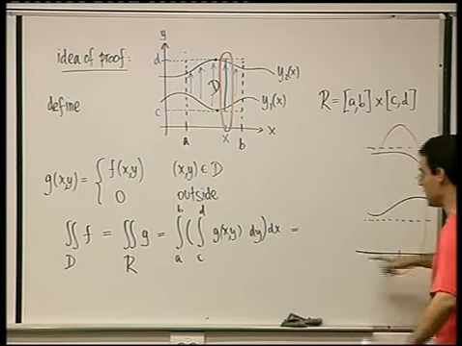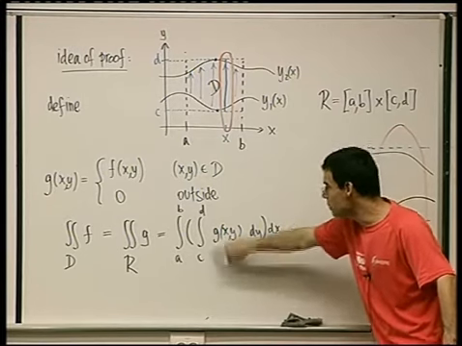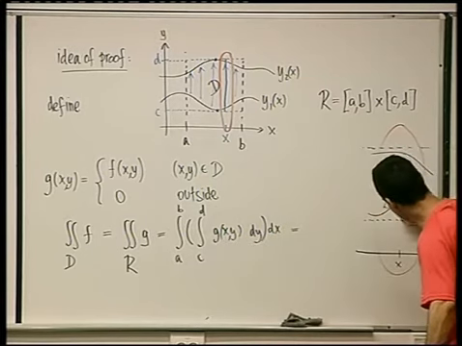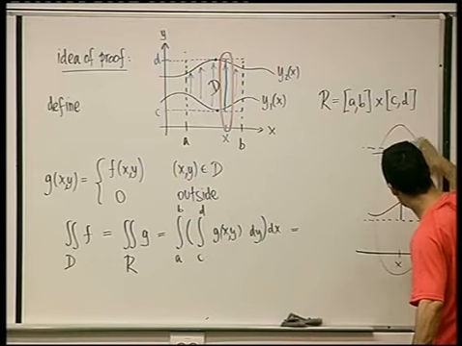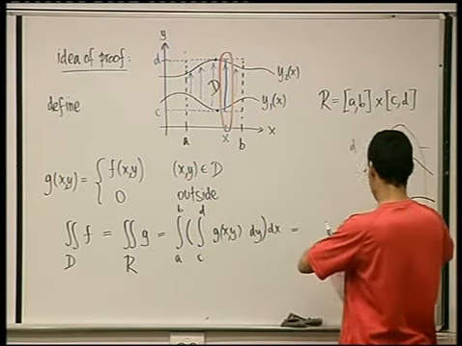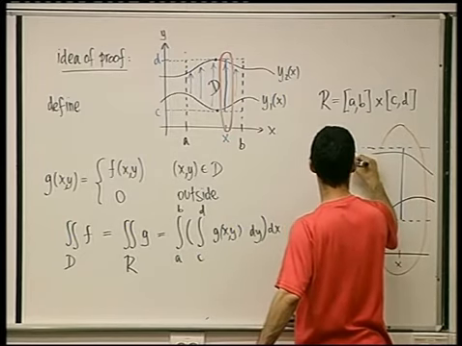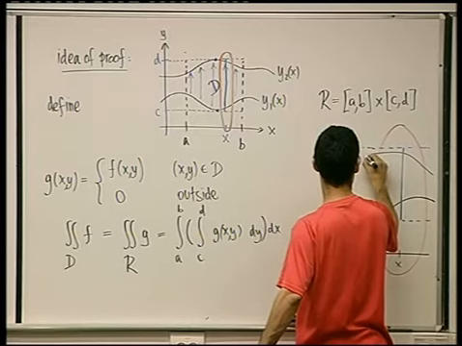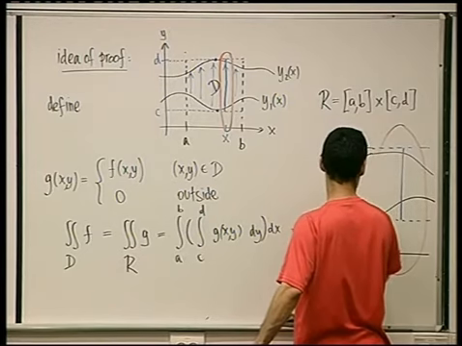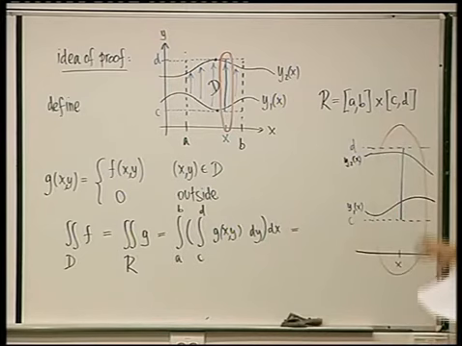And I'm integrating for this fixed x, I'm integrating g of y between c and d. I'm integrating from here to here, from c to d. This is c and d, and this is y1 of x, and this is y2 of x. Do you agree? Okay? Integrating from c to d, the function g. But what is this integral?